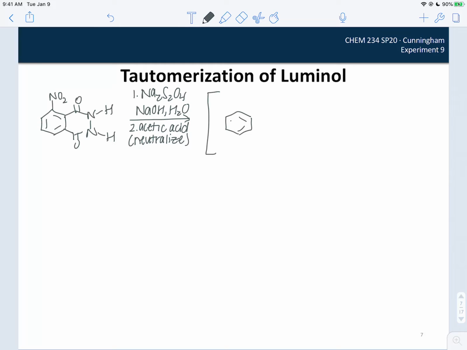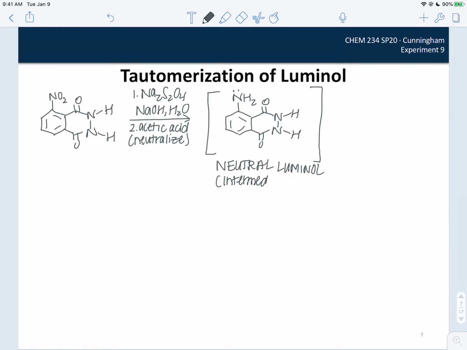So we're going to notice a couple of things about our structure here. We're going to notice that our nitro group is now an amino group. If we want to be more specific, it looks like an aniline because it's an aromatic amine. And so this structure that's shown here is the structure of neutral luminol. We can consider this again to be an intermediate of the reaction.